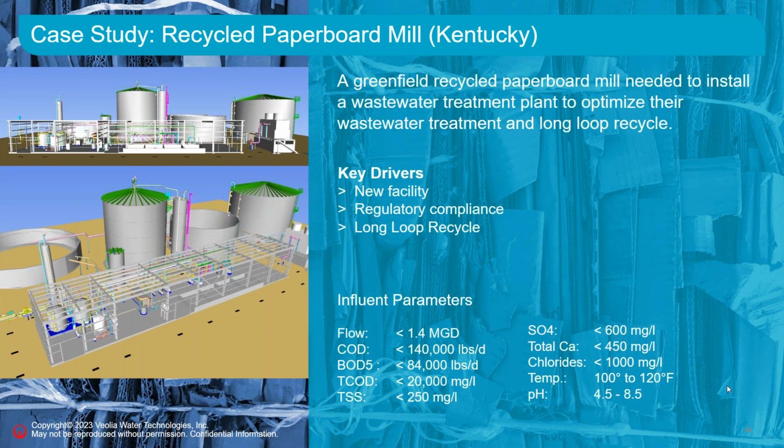The second case study is a greenfield recycled paper mill in Kentucky. This mill wanted to upfront design a long loop water recycle system to minimize water usage. The goal again was to be able to recycle some of the effluent back into the mill to replace makeup water. This is a large facility that Veolia designed to be able to treat up to 1.4 million gallons a day of wastewater and up to 140,000 pounds of organic load, generating 28 million BTUs an hour of energy through biogas.